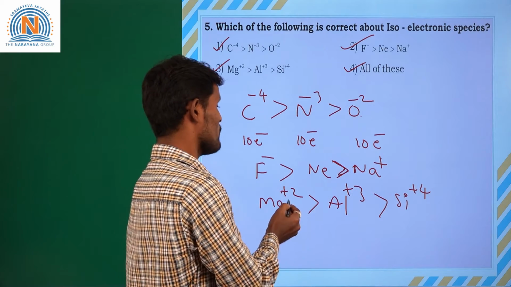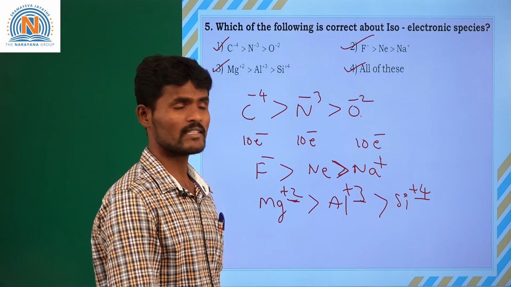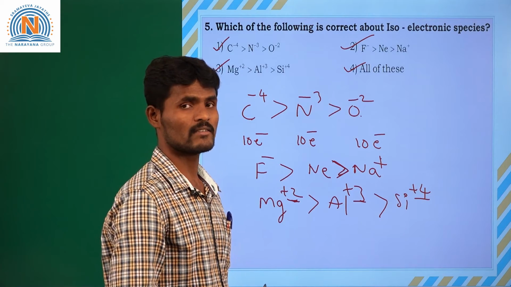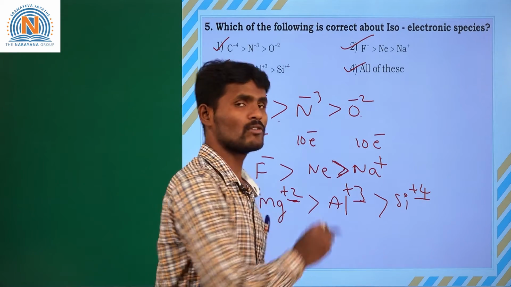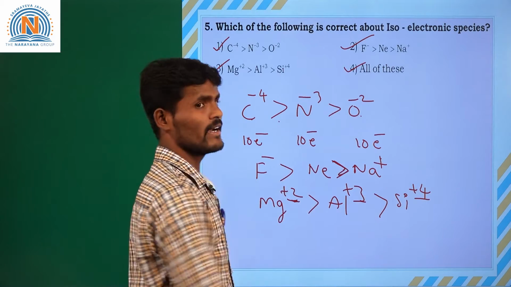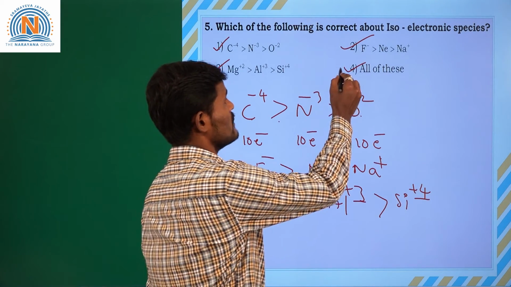Here the positive charge increases, +2, +3, +4. As the positive charge increases, the size will decrease. In the first case, as the negative charge decreases, the radius also decreases. So all of these, all options are correct.